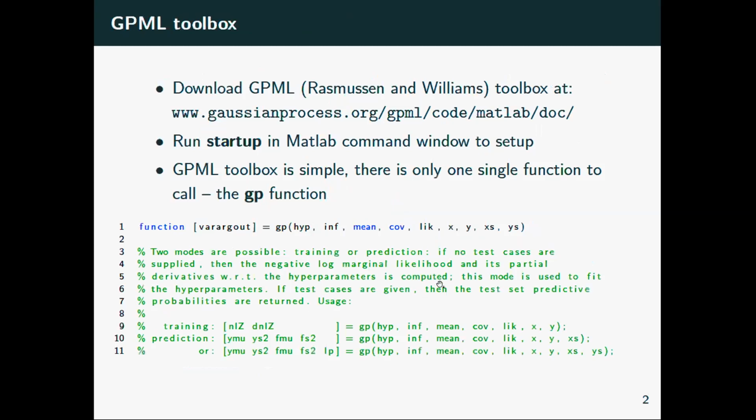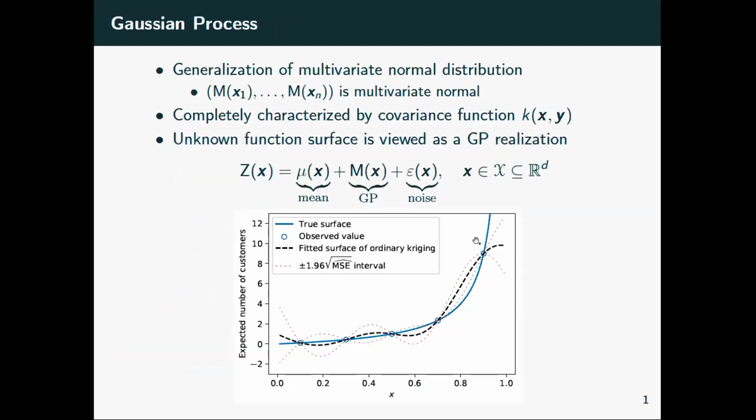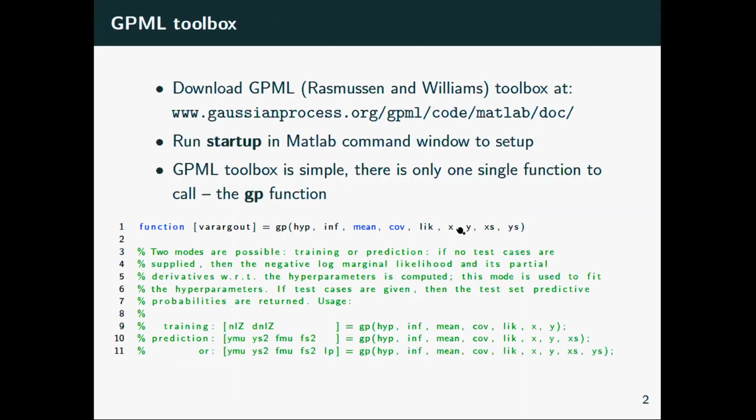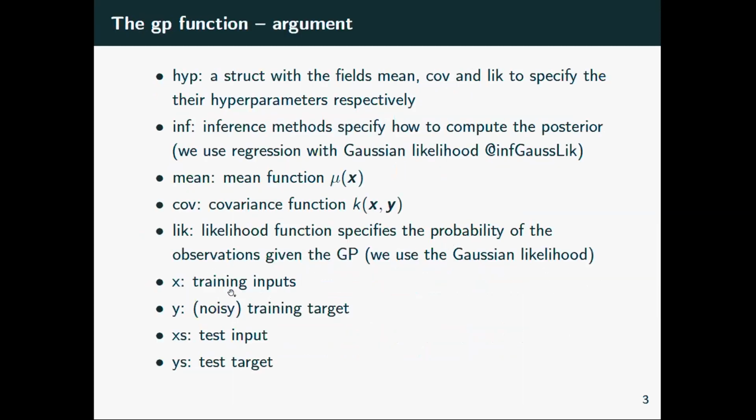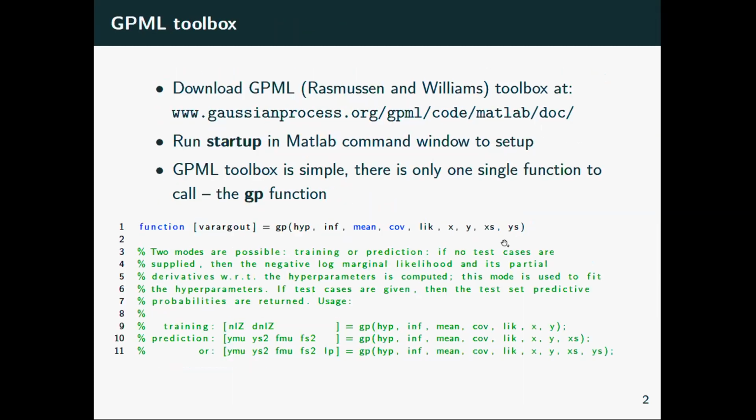The likelihood function is the probability function of how the observations got generated. And x, y here is your training set, and xs, ys is the test set.